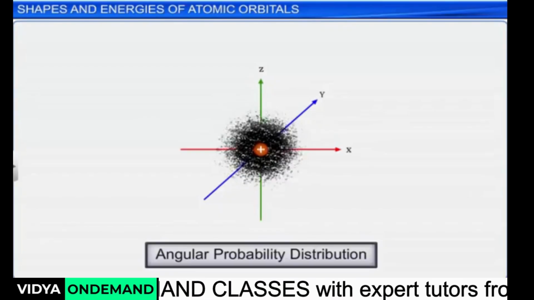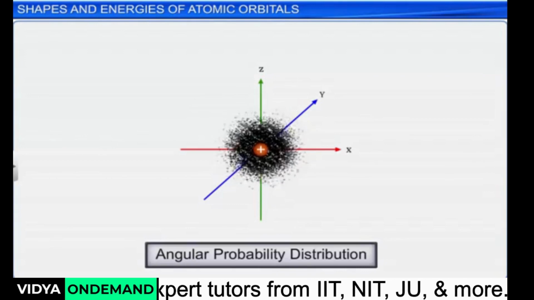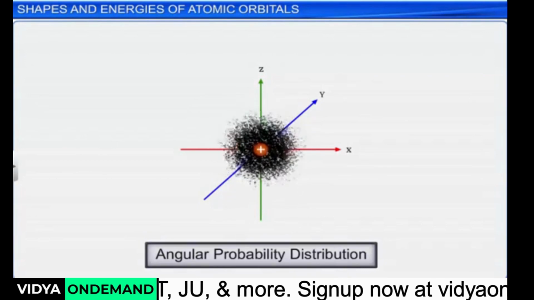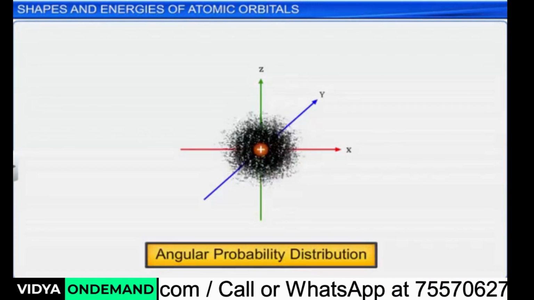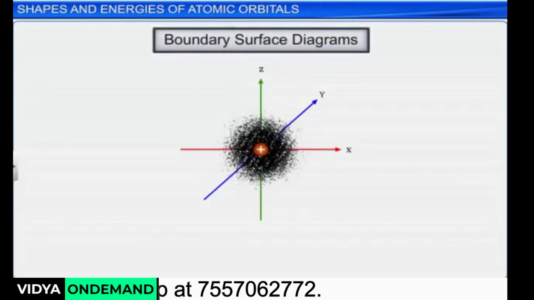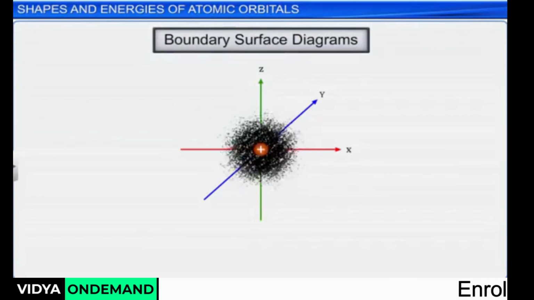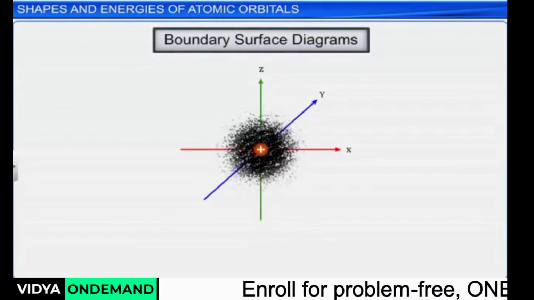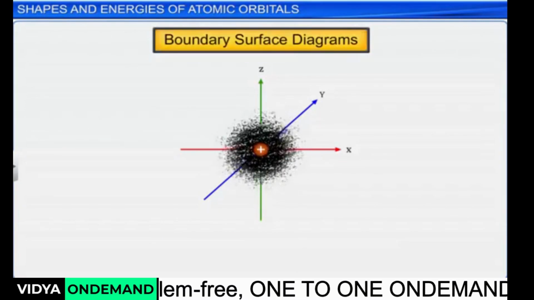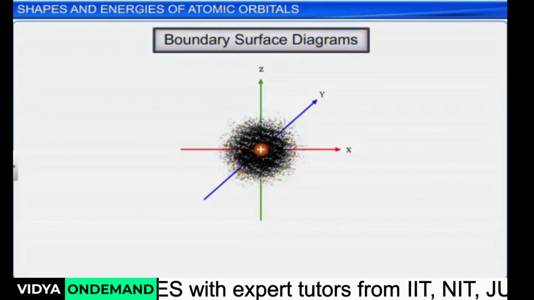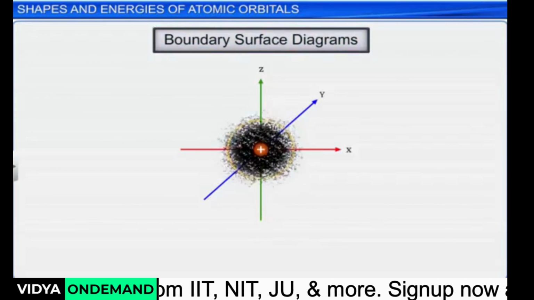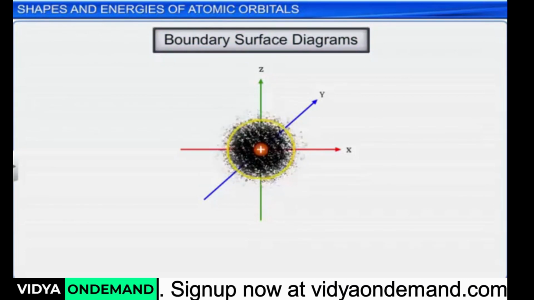On the other hand, the probability of finding an electron in a particular direction or angle is called angular probability distribution. The probability of finding an electron in a particular direction or angle can be depicted by boundary surface diagrams. The boundary is drawn where the probability density remains fairly constant.